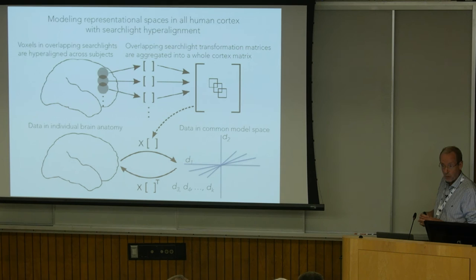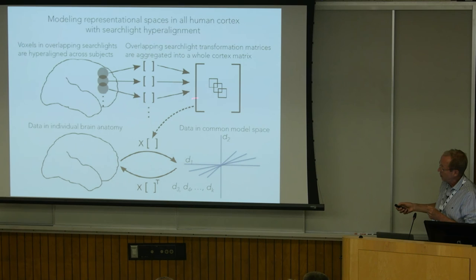And that doesn't seem like we're learning much about how the brain's organized if we scramble the brain in that way. So Swaroop came up with a really neat solution to this, which is instead of calculating the transformation matrix based on all the brain data at once, he did it searchlight by searchlight. So these are overlapping searchlights. And he found a transformation matrix for each searchlight. And they're overlapping voxel to dimension transformations. So we aggregated those into a single transformation matrix by simply adding them up. So this is a sparse transformation matrix.